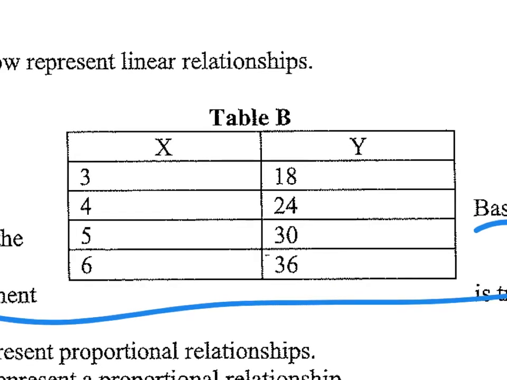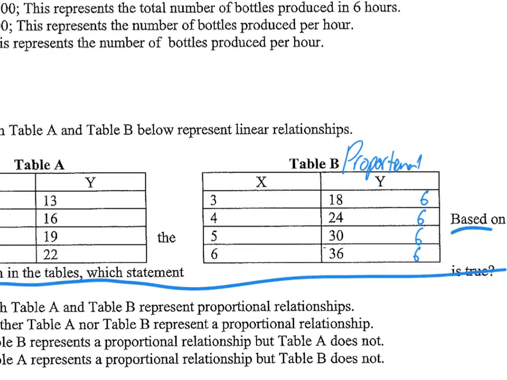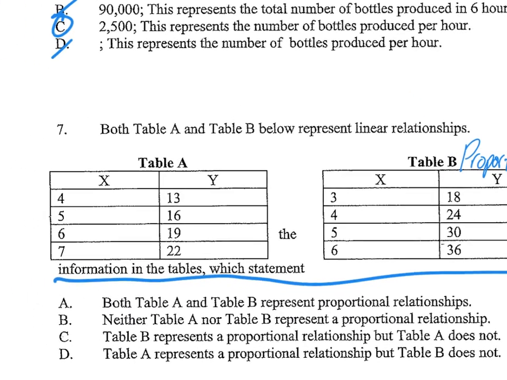When I've got a table, I'm going to just go through and I'm going to divide everything. So I'm going to do 18 divided by 3, and I get 6. 24 divided by 4, also 6. 30 divided by 5, again, 6. 36 divided by 6, guess what? It's 6. This one here is definitely going to be proportional. Pardon the terrible handwriting. I blame my 3rd grade teacher. If you don't understand why, ask me sometime.